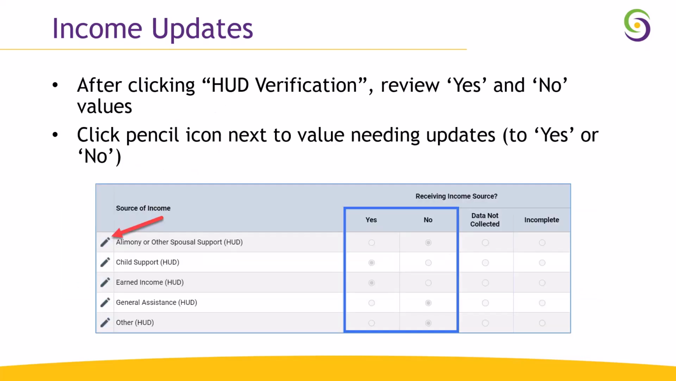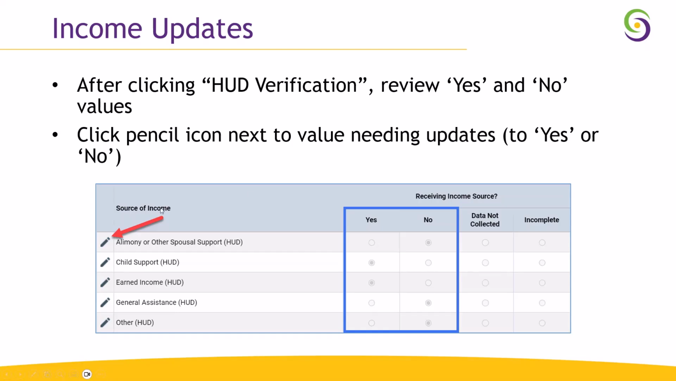We will jump into Service Point in the training site to review this in more detail, but just for those who like to see it on the screen first, after you click the HUD verification button, you'll want to review all the options to see whether or not a client's receiving it. So we'll want to review this yes column as well as this no column. We'll just want to make sure it's accurate. If it's not accurate, we need to update the value.